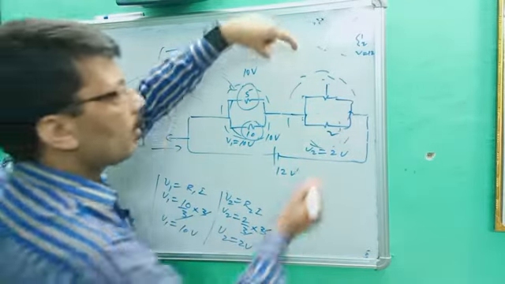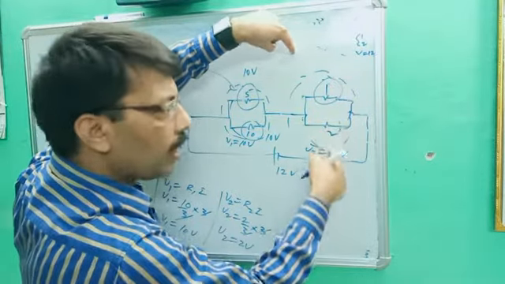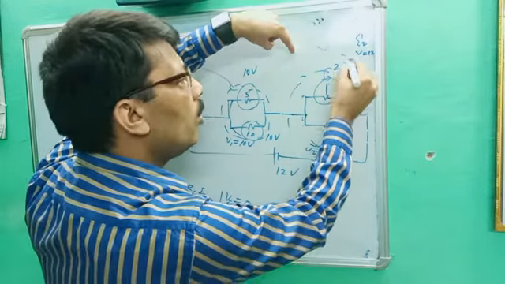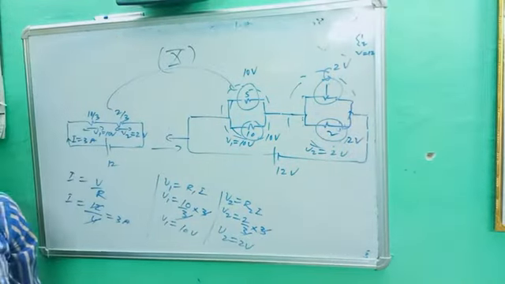Okay, what is the potential for this one? You better know its total potential is 2 volt and they are again in parallel, so its potential will be 2 volt and again its potential will be 2 volt. Okay, are you getting the idea?